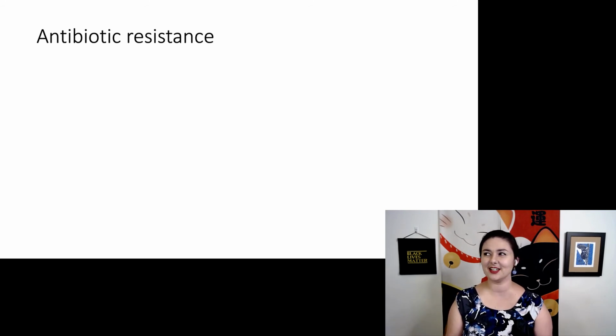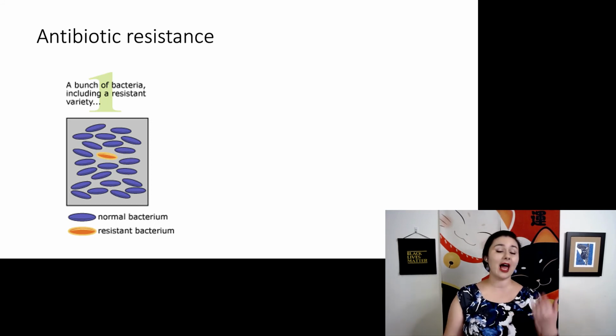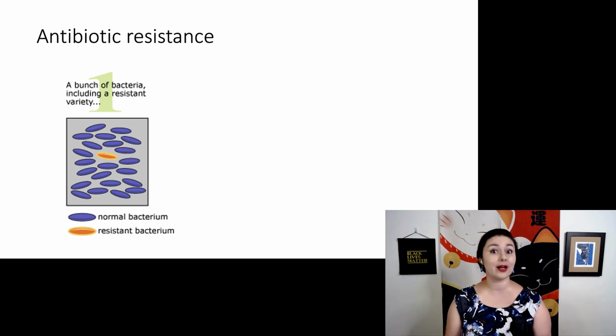Another example we can see of microevolution is antibiotic resistance. This is interesting to understand how natural selection can make things a little bit more difficult for us. But let's go through this example. So first, we just have a population of bacteria. There's a variety of traits, and by chance, one of them actually might already be resistant.